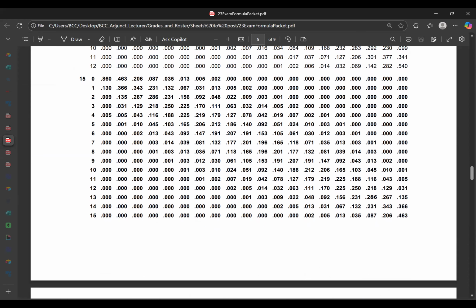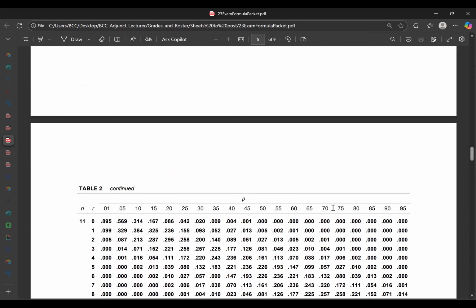And 10? What do you mean? Oh, yeah, for 10. The 10 is here for the row, right? After 8. And then the 0.165 corresponds to the 0.75 at the top. See up here? 0.75.